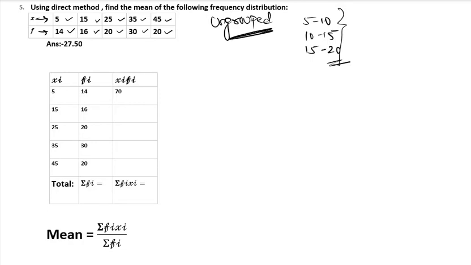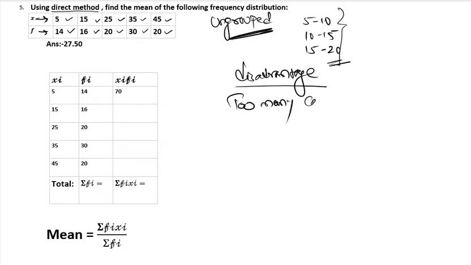So this is part 1. We have to find the mean of the following frequency distribution by using direct method. Now while using direct method, how will you come to know that you have to use direct method? First thing, they will mention in the question that you use direct method. And if they don't mention, then also you can use direct method. But the only disadvantage of direct method is there are too many calculations.